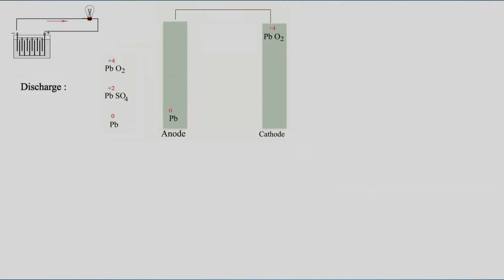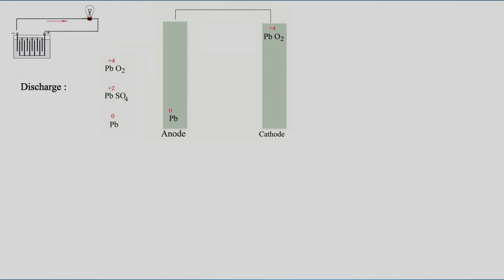Now let's see how this battery works. When it is discharging, but before we do, please notice 3 oxidation states of Pb. PbO2 oxidation state plus 4. PbSO4 plus 2. Pb 0. Now let's start. The anode is made of Pb. The cathode is made of PbO2. From the electron point of view, what does that mean?